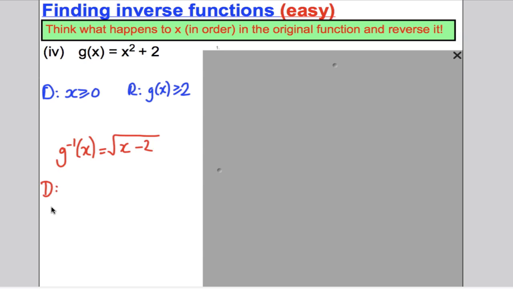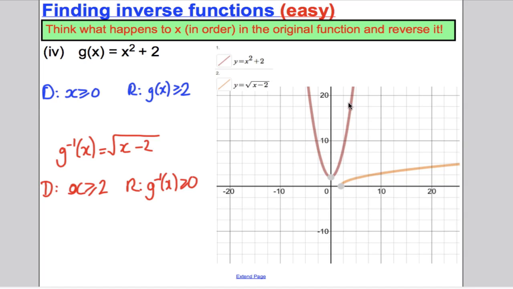What would its domain be? Will it be the range of the original function? So x would have to be bigger than or equal to 2 for it to make sense. And the range, well, the range would be the domain of the original function, and it would be g to the minus 1 of x is bigger than or equal to 0. What would the graphs look like? Well, here's the original x squared plus 2 graph, but I need restricting it. So I restrict it so x is bigger than or equal to 0, and here would be my inverse function. So this is my original g of x, and here's g to the minus 1 of x. Again, take a look at those and just see if you can spot the relationship between them.